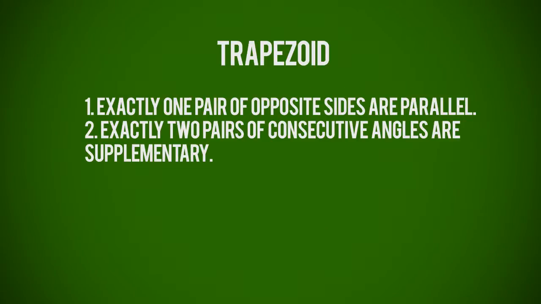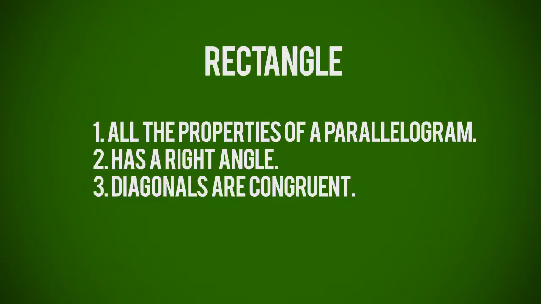The trapezoid. A trapezoid has exactly one pair of opposite sides parallel and exactly 2 pairs of consecutive angles supplementary. Now, let us branch out of the parallelogram.